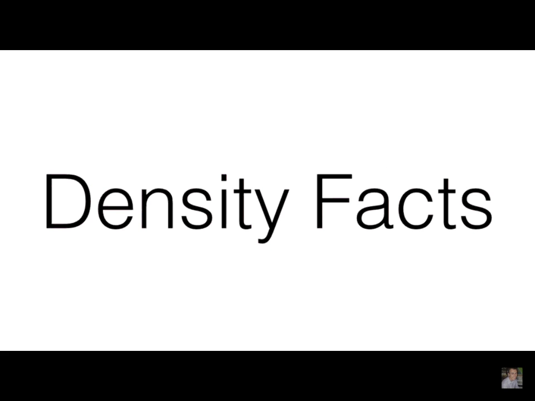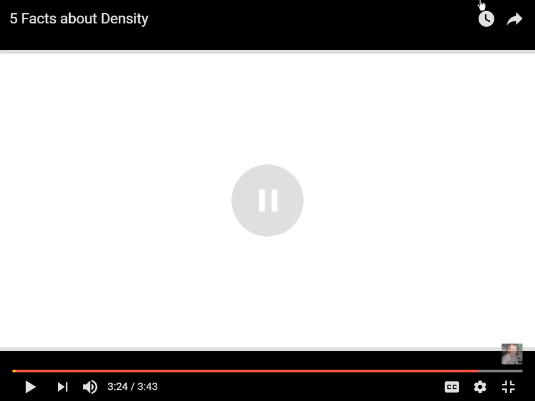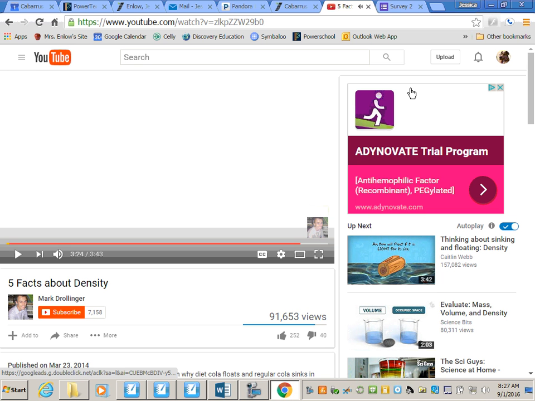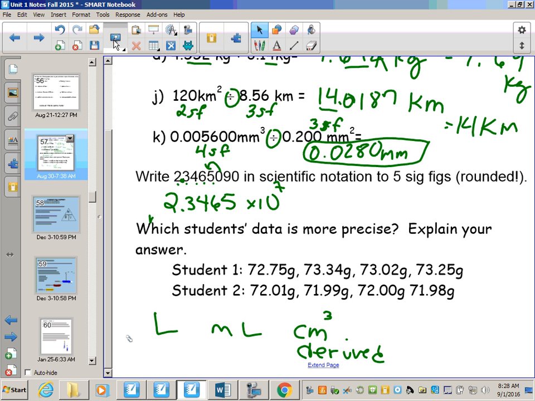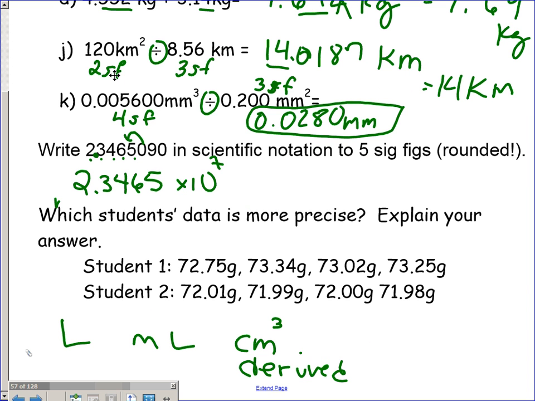Density facts. Okay, so now you kind of see on the particulate matter side of things what density is referring to. It's referring to the number of particles packed into a certain volume. I won't say a small space, but it's a space. So let's do a couple of density problems, and then we're going to get to our lab.